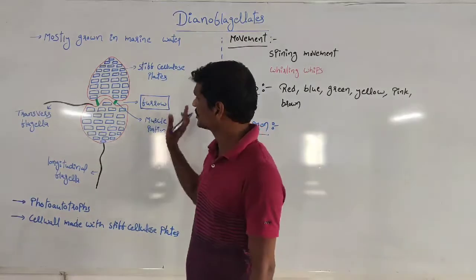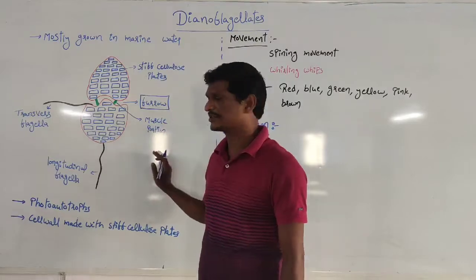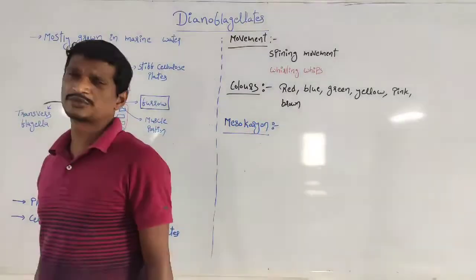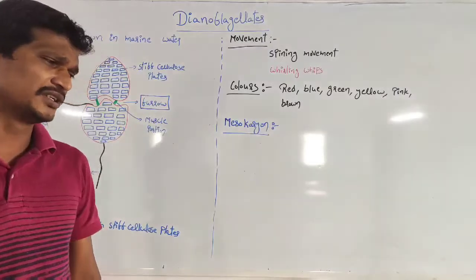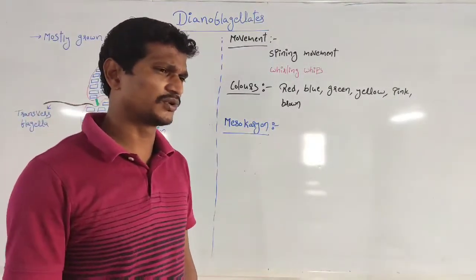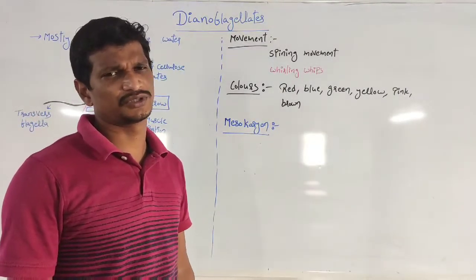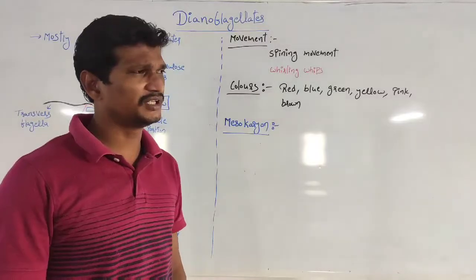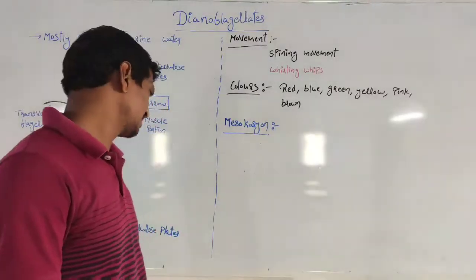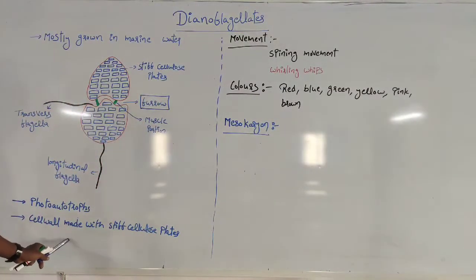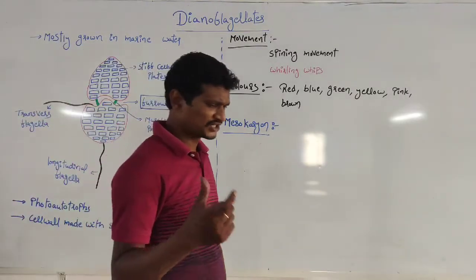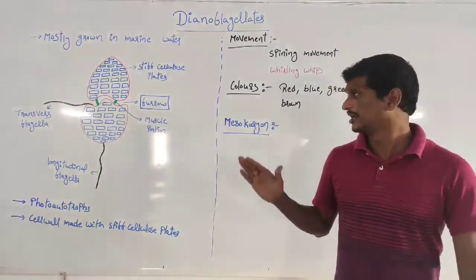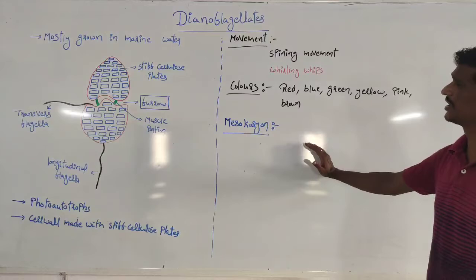So this is the structure of dinoflagellates. These are photoautotrophs which have chlorophyll, and which have the capacity to perform the process of photosynthesis. We already discussed that the cell wall is made up of stiff cellulose plates. And the other portion is the movement of these organisms.